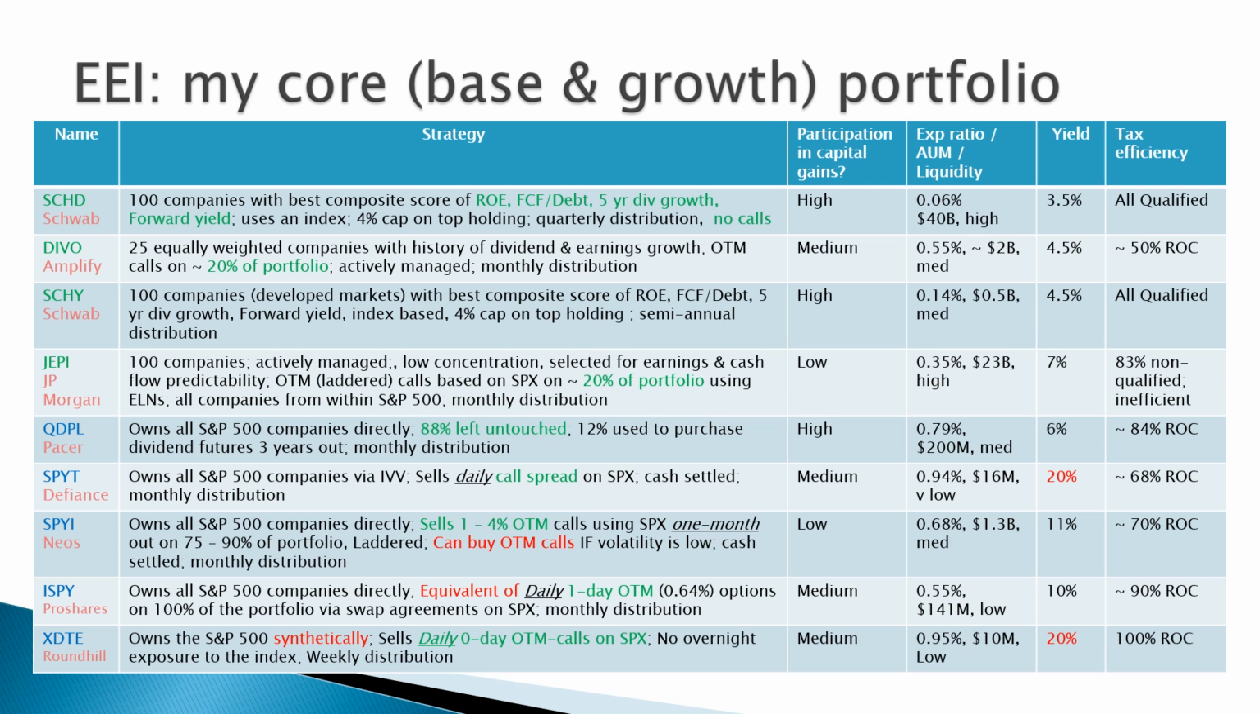So the first one is SCHD. It's provided by Schwab, and it consists of 100 companies with the best composite score of return on equity, free cash flow on debt, 5-year dividend growth, and forward yield. In my previous presentation, building a nest egg and living off of it, I went into detail on SCHD and explained why these 4 factors are very, very well thought through.